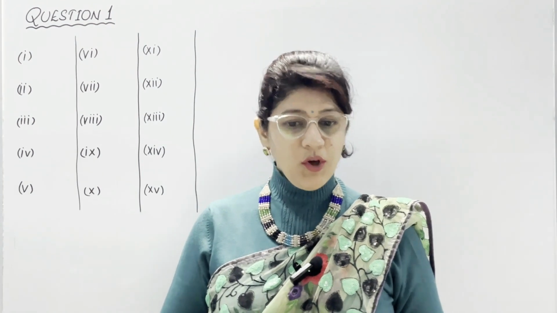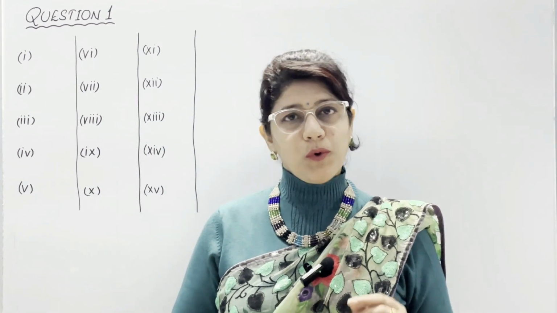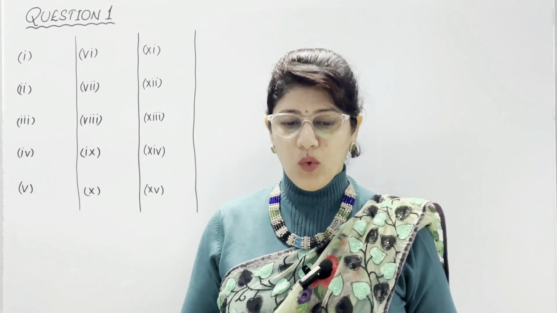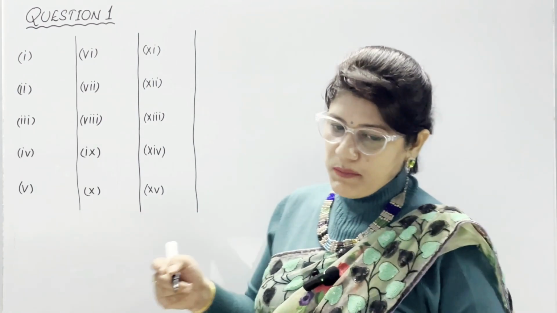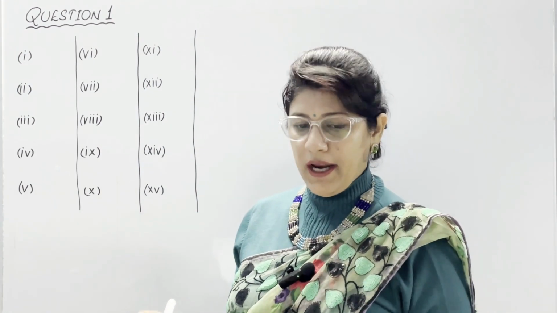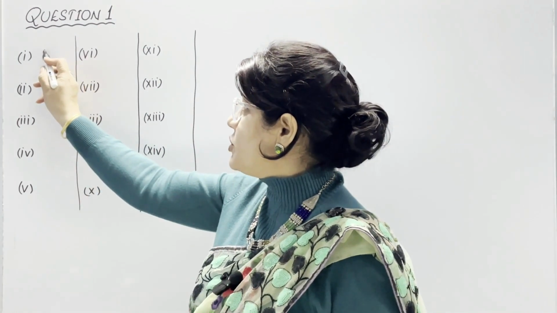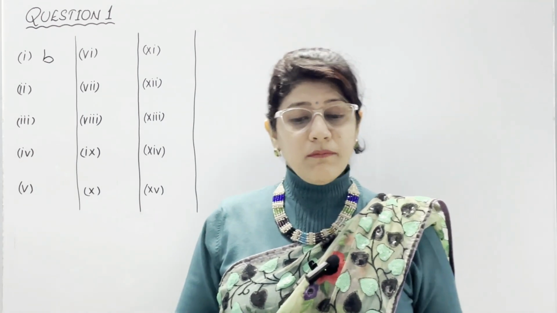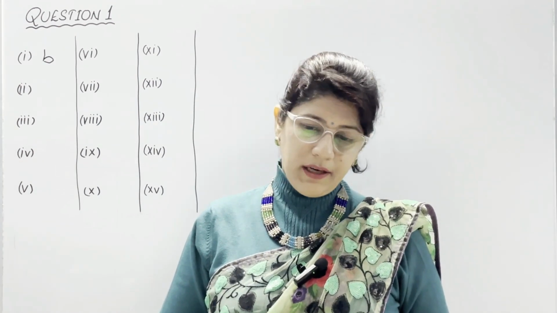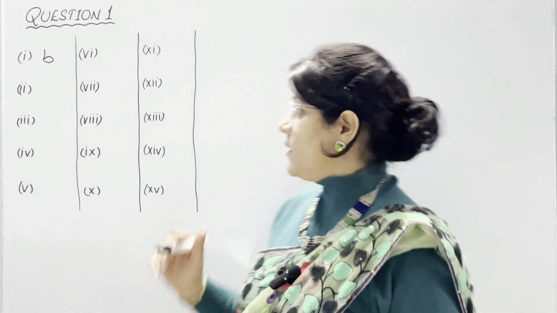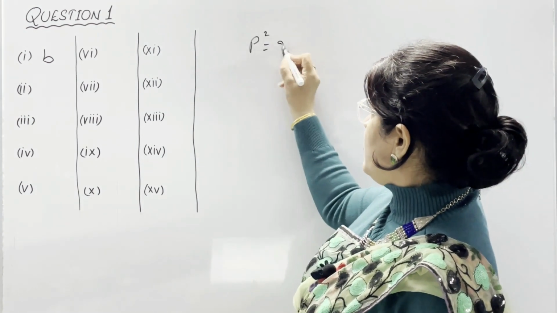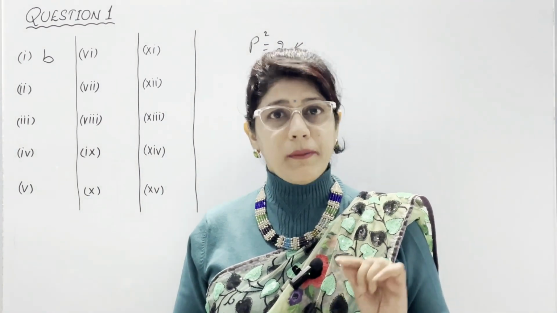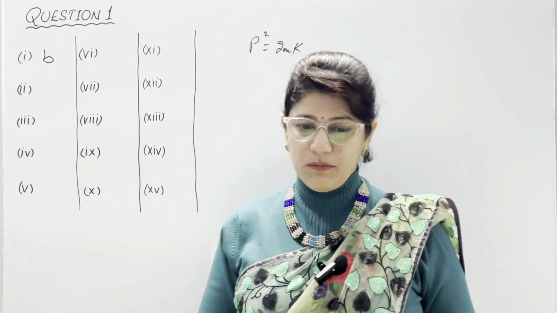Coming to first MCQ, the SI unit of moment of force is Newton meter. Then 1 kgf meter is equal to option A 98 Newton, B is 9.8 Newton meter, and our correct option is B, which is 9.8 Newton meter. Part number 2, the correct relationship between kinetic energy and linear momentum is P square is equal to 2mk. This is the correct relation and this is our option number C. So C is correct in part number 2.